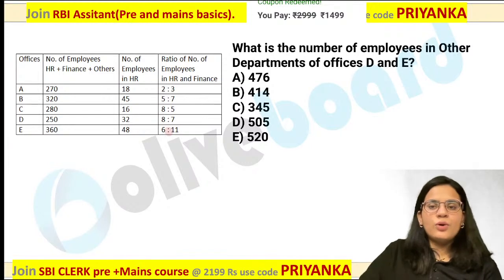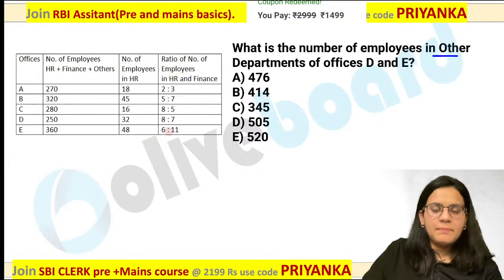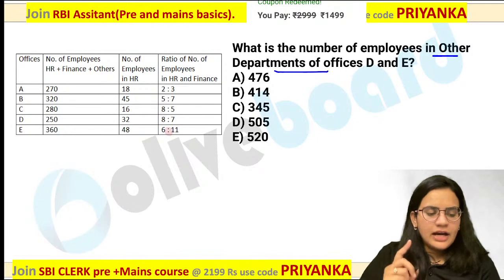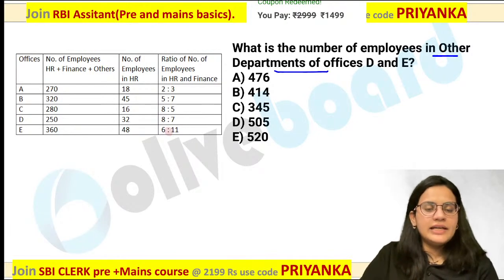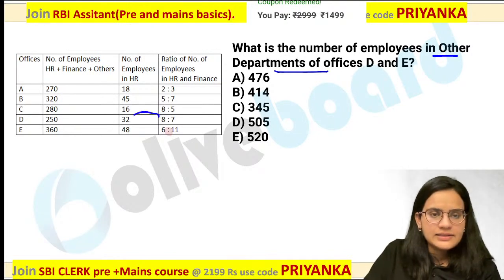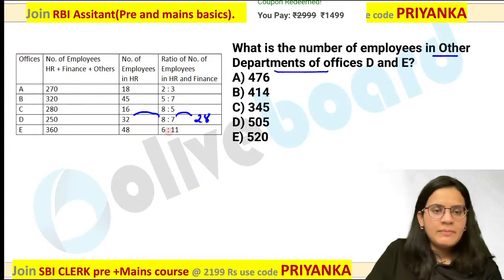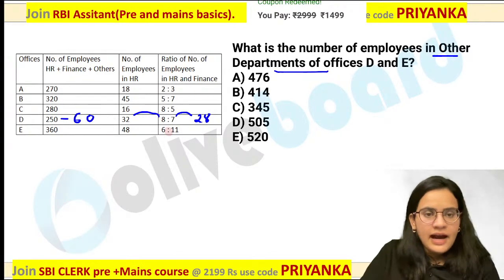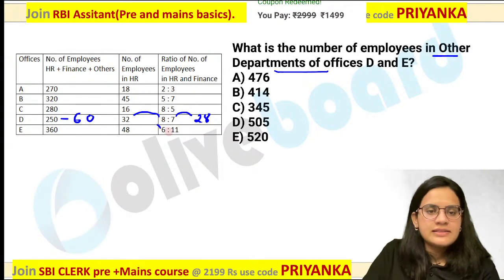Here they have asked you what is the number of employees in the other department of D and E. They are talking about the other value in D and E. How will you calculate that? 7 4s are 28. If I am adding this value over here, that is 250 minus 60. And how will you calculate the E value? 11 8s are 88. If you are subtracting the value over here, that is nothing but 136.